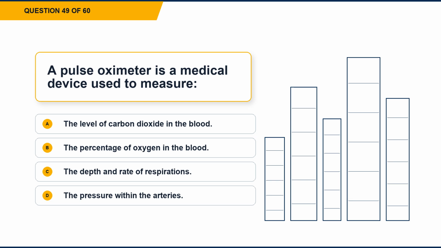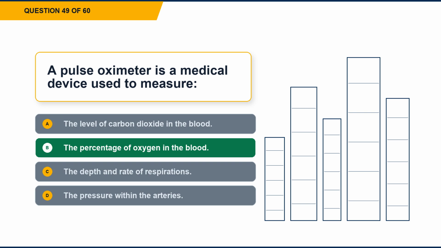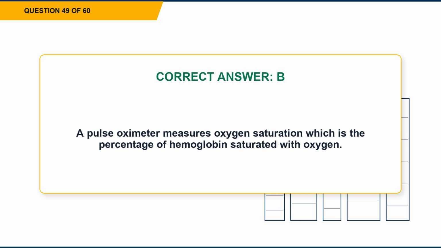Question 49. A pulse oximeter is a medical device used to measure. Option A, the level of carbon dioxide in the blood. Option B, the percentage of oxygen in the blood. Option C, the depth and rate of respirations. Option D, the pressure within the arteries. The correct answer is option B, the percentage of oxygen in the blood. Explanation. A pulse oximeter measures oxygen saturation, which is the percentage of hemoglobin saturated with oxygen.